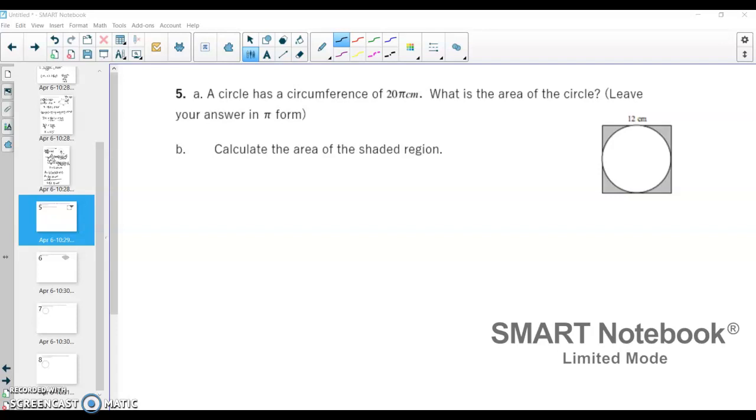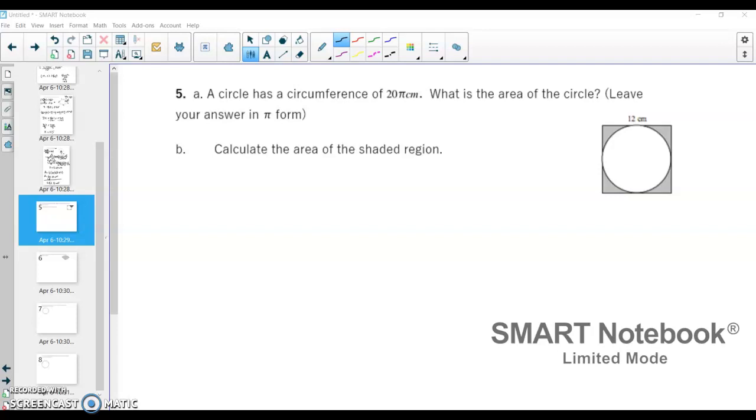So in part A, what it's saying is there is this circle, not the circle that's shown in the picture, so that's kind of why it's weird, like I said. But there is this circle that has a circumference that is 20 pi centimeters, and it wants to know what is the area, and it wants us to leave it in pi form. And so when you're given a circumference, and then they're going to ask you to find area, what we're going to need to do is find the radius, because we can't find area without radius.